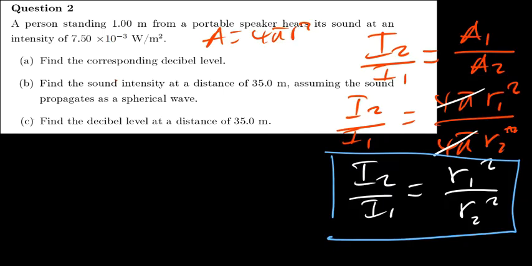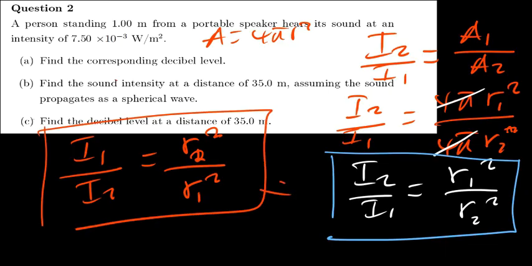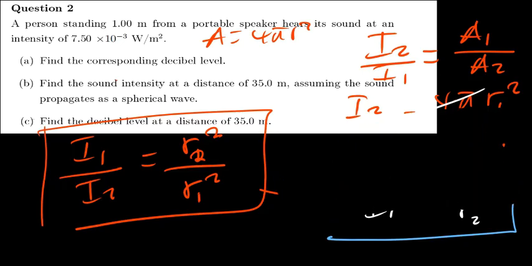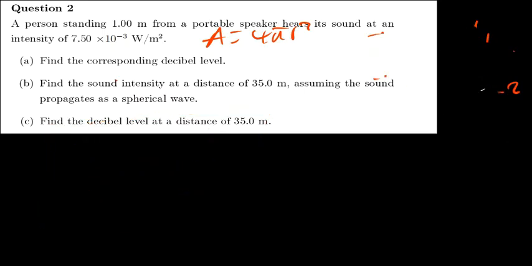In some books you will see this formula written as intensity 1 divided by intensity 2 is equal to radius 2 squared divided by radius 1 squared, like this. So this and that are the same, so you choose which one to use. Now we'll be using this relationship for this question, and also the formula for the corresponding decibels to work out the first question.